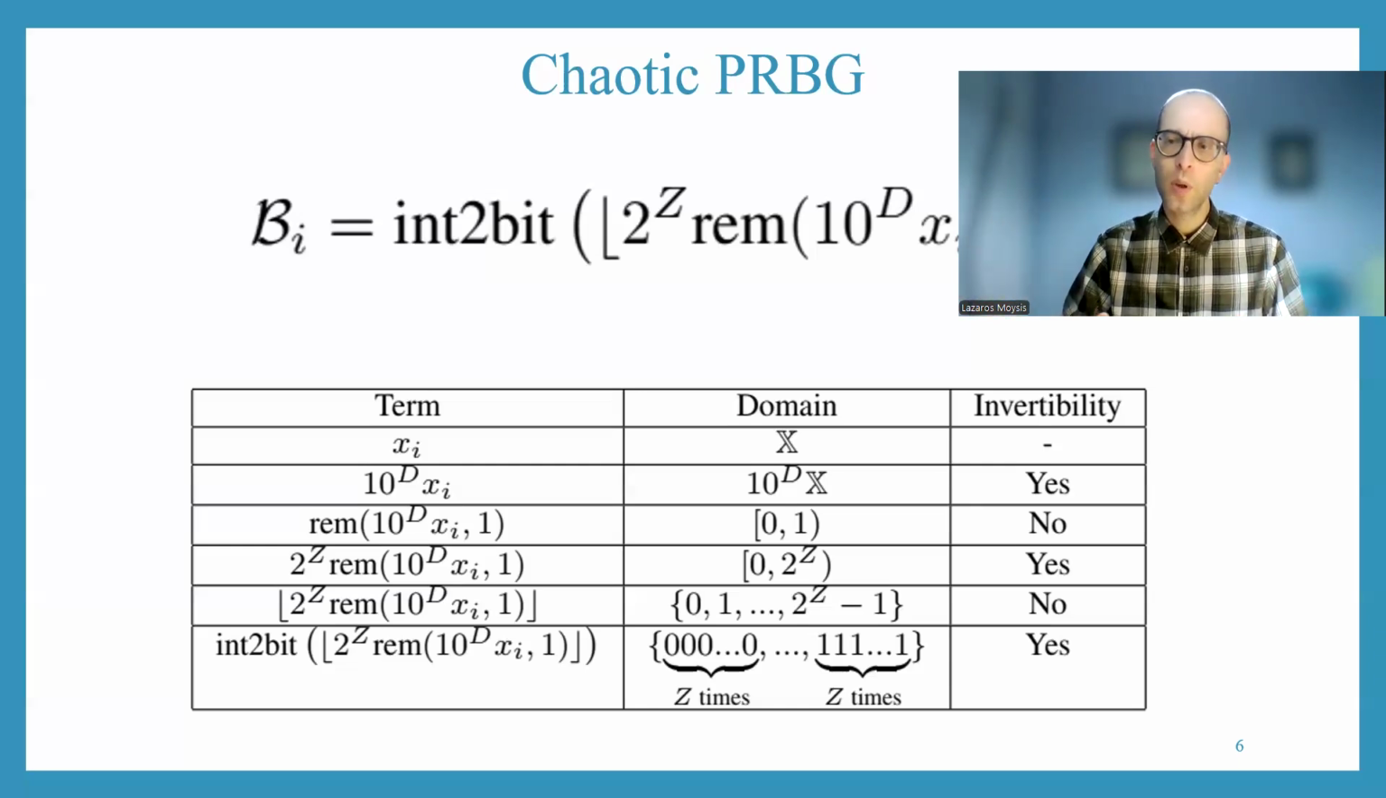Okay, and we end up with an integer between 0 and 255. So basically, this PRBG utilizes two non-invertible operations. The first is the remainder operator, and the second operator that is non-invertible is the floor operator.